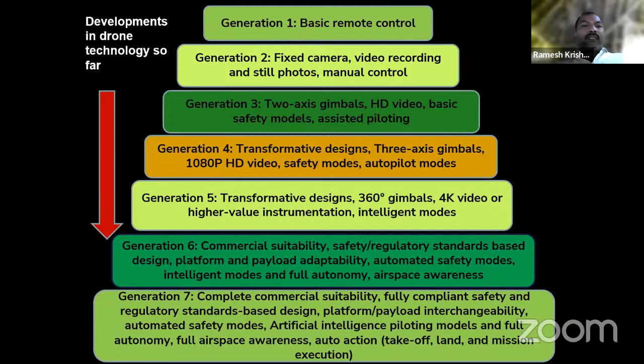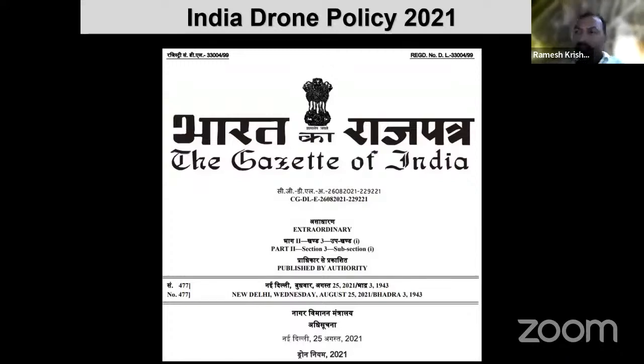So here goes the drone development. You start with generation 1, the basic remote control toy drone we have been seeing kids play with, up to the advanced army level artificial intelligence drone. The 7th generation is done now, and the drone policy is something that we all must utilize. It's one of the most robust, I would say one of the best policies in the world. I used to wonder earlier that Europe and other countries were using drones, but India was very prohibitive. But with this drone policy 2021, I think it has changed the entire thing.